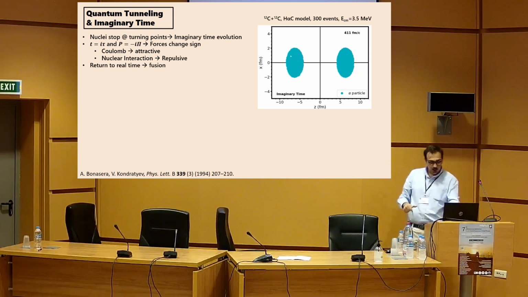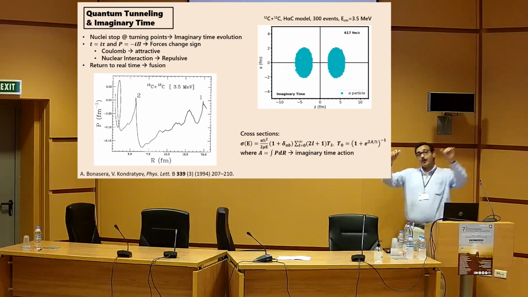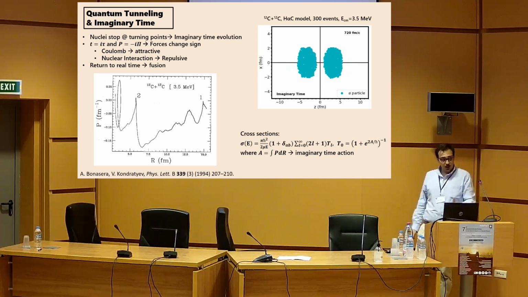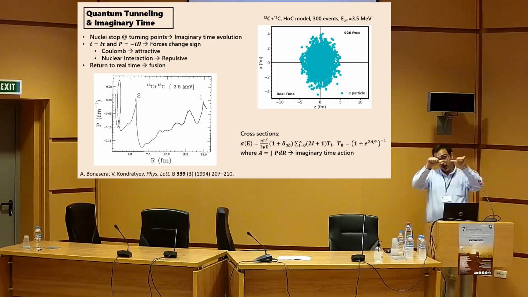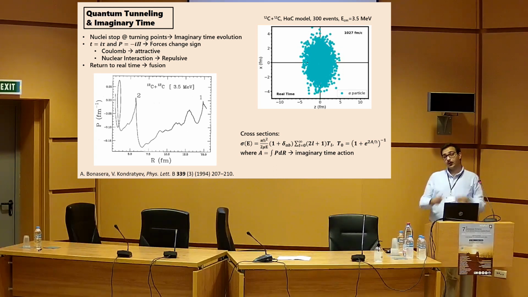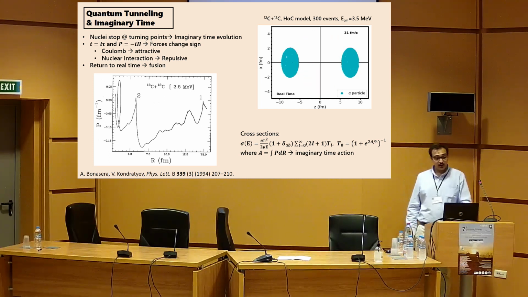So the nuclei are moving again towards one another, and at some point they stop. Why do they stop? Because the nuclear part becomes important, which in real time is attractive, so now becomes repulsive. The nuclei exit the imaginary time, return to real time, and then they fuse.